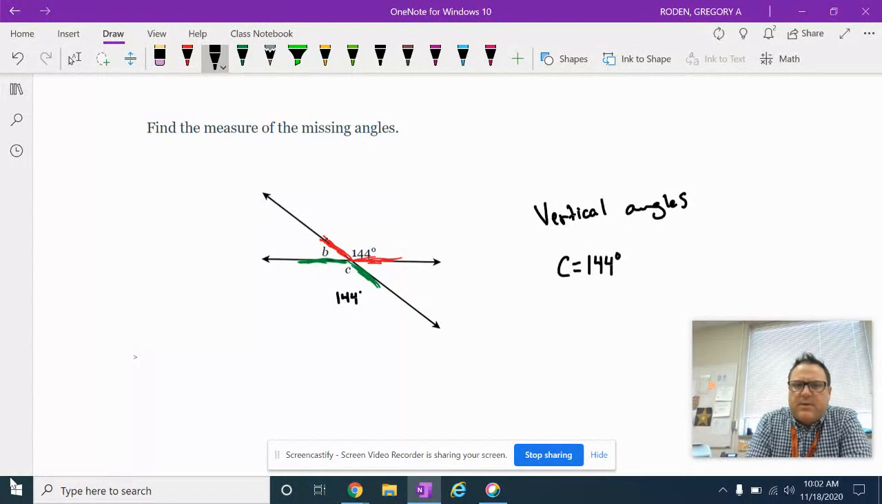Now, I'm not done because in these examples there are two variables. There are the vertical angles, but then we also need to do the supplementary angles.